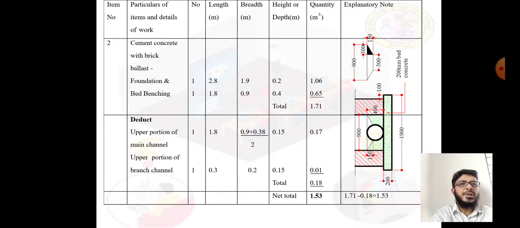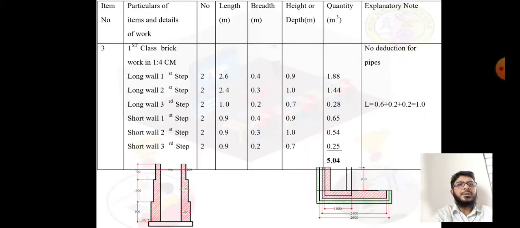We have to deduct that from the total quantity of cement concrete with brick ballast, that is 1.71. So we get a net total quantity of 1.53. In the explanatory note it's given as 1.7 minus 0.18, that is 1.53. So this much quantity of cement concrete with brick ballast will be done. This quantity is in meter cube. So the first quantity is also in meter cube, and the second quantity is also in meter cube.